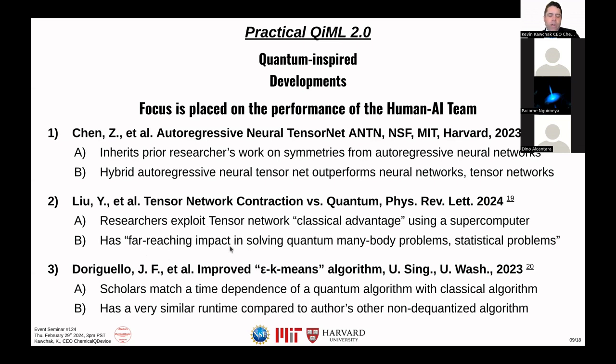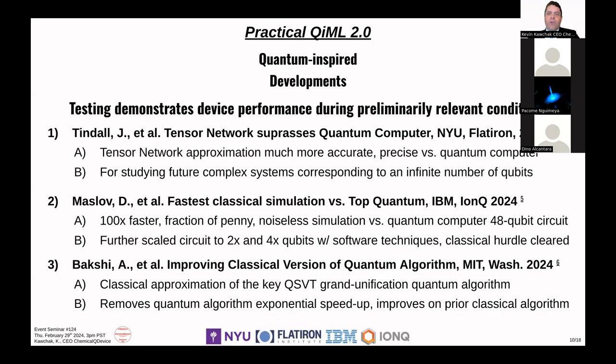Now, this last one is another dequantized algorithm. These scholars match the time dependence of a quantum algorithm with a classical algorithm, which is rarer. Usually, if you're sketching or trying to approximate a quantum algorithm, you're going to lose some of the time complexity, but this one said it kept it. So you're going to see a lot more of that, I think, closing the quantum classical gap.